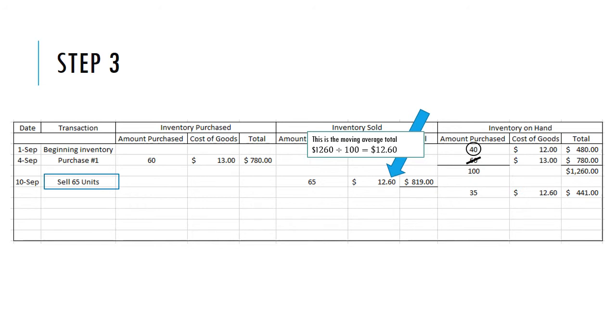To get the 65 units, we take the 60 we purchased earlier, then using the 40 units we had at the beginning, we take away the 5 that are left over. This gives us 35 units on hand. The $12.60 gets transferred over to the cost of goods sold, and the inventory on hand section.